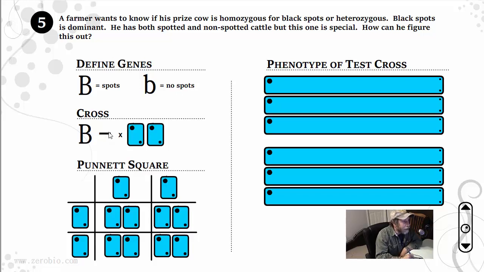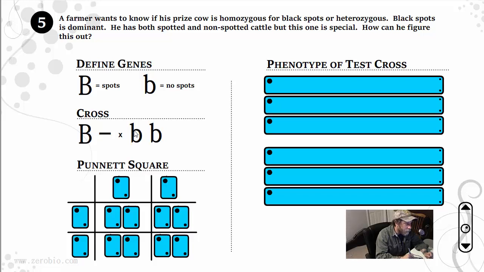Now, it is possible to figure out the genotype of his cow, and therefore determine if it's homozygous or heterozygous. It is possible if you do something called a test cross, and I've written that over here. We are going to test the genotype of his cow by doing an actual cross, and what we cross it with is a homozygous recessive individual. So this is the unknown crossed with a known individual. This would be a non-spotted cattle. In order to be non-spotted, it has to be homozygous recessive.